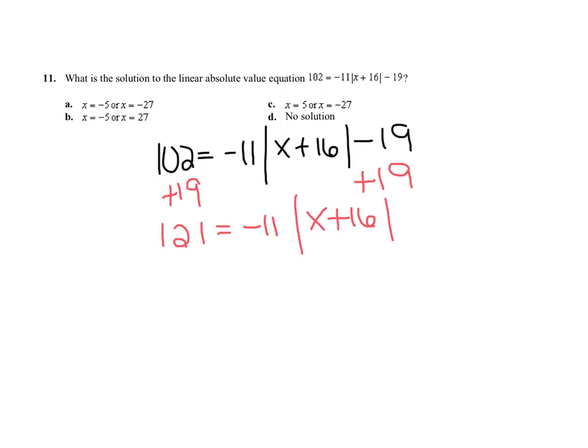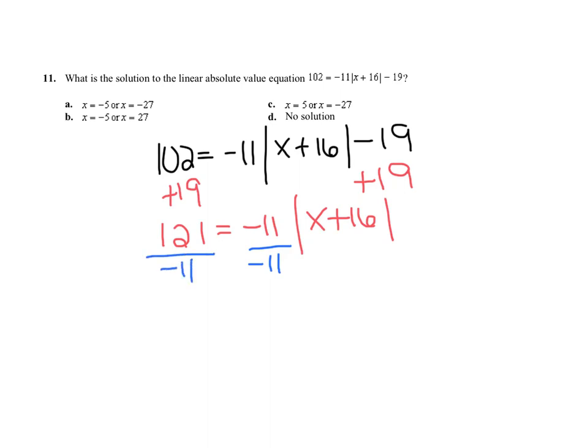Now I need to get rid of this -11. How do I get rid of a -11? I cannot distribute it in. That is a no-no. You cannot do that. This is multiplication, -11 times this absolute value. So how do we get rid of multiplication? With division. We need to divide both sides by -11.